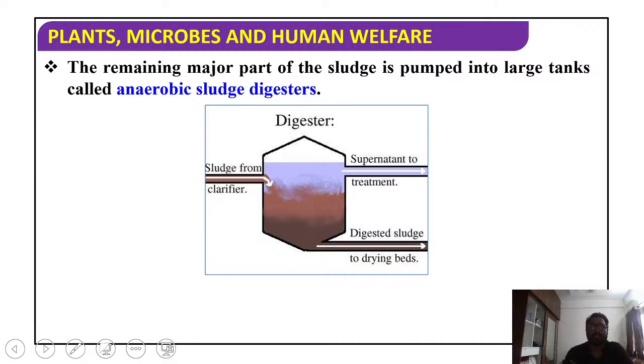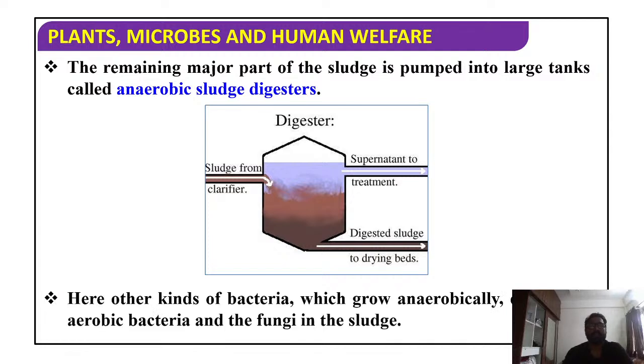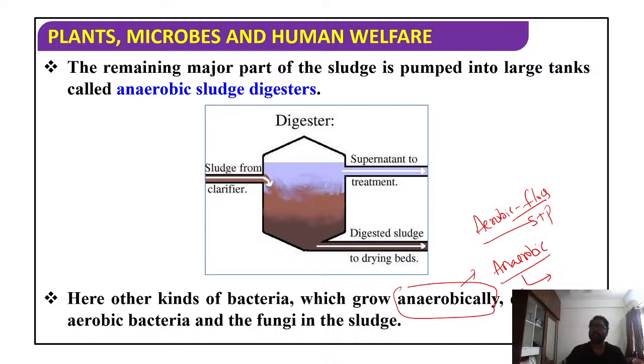Now, the remaining major part of the sludge is pumped into large tanks called anaerobic sludge digesters. Through the anaerobic sludge digester, students, biogas is going to be created. Here, other kinds of bacteria which grow anaerobically act. The point is very clear: aerobic means STP. Flocks are aerobic. So STP, sewage treatment plants, the complete process is aerobic. When it comes to the anaerobic process, students, this complete anaerobic process gives biogas. You have to keep that in mind.